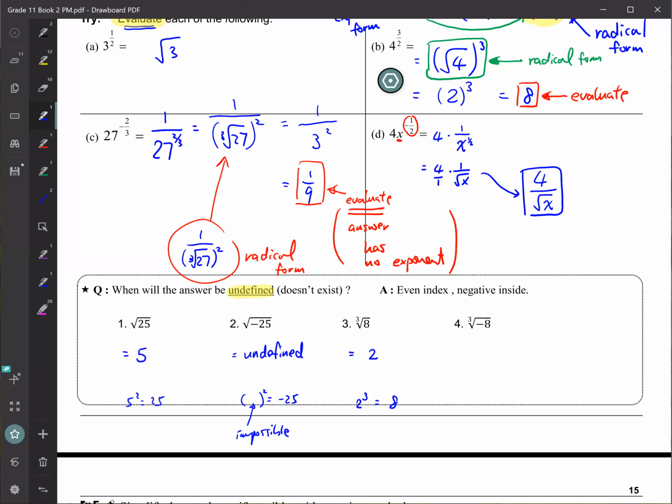So let's look at one more, okay? Also cube root. This time we have a negative on the inside. Is this one undefined? Jiawen? Yeah. It's undefined? Why? There's no answer. We are looking for an answer that times itself 3 times to give you negative 8. Is it possible? No. Not possible.